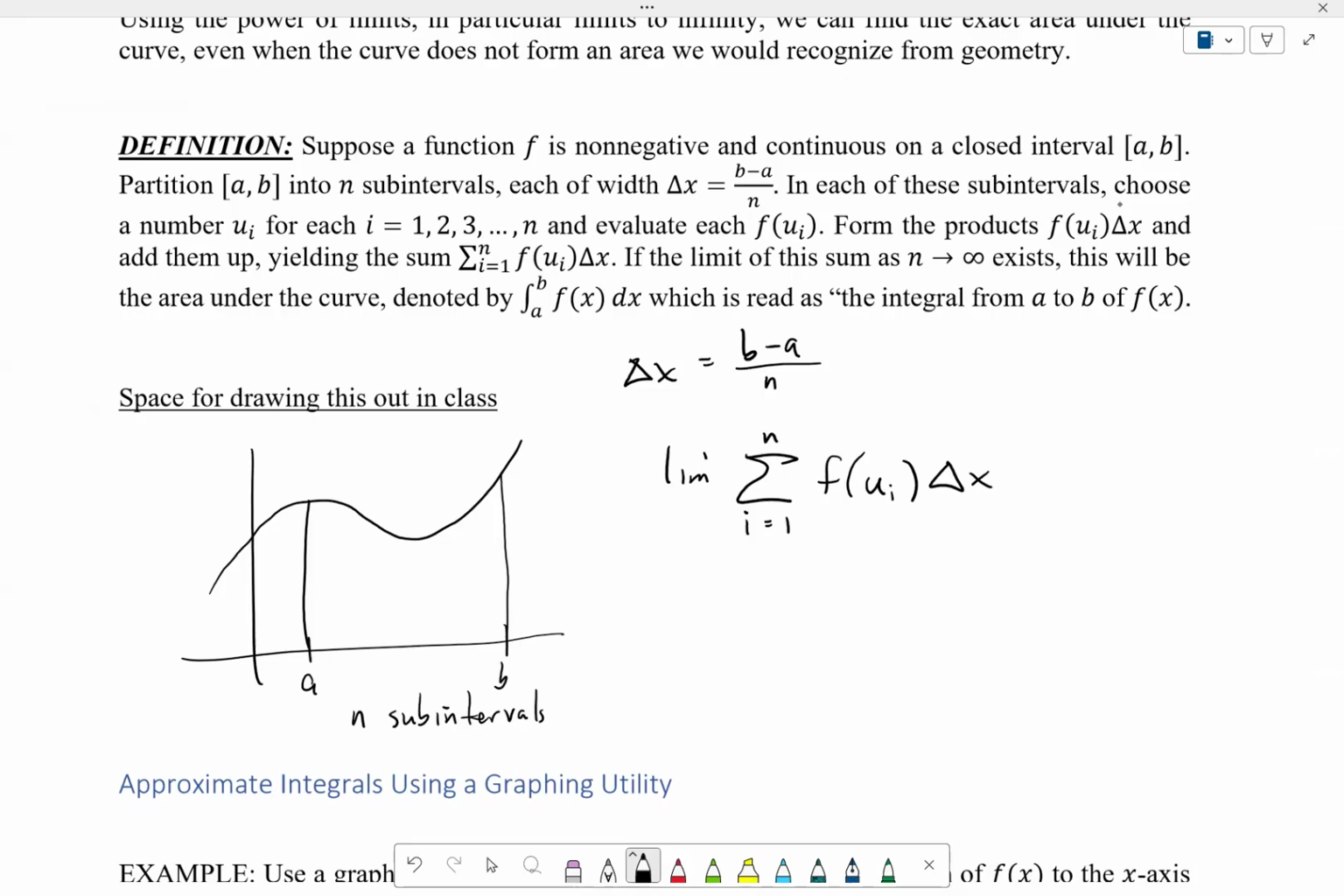i is going to stay with 1. But think about what we want. We want to have an infinite number of rectangles. Which means what's happening? Limit as n approaches infinity.